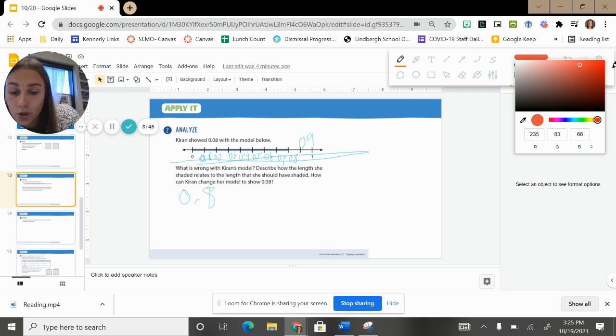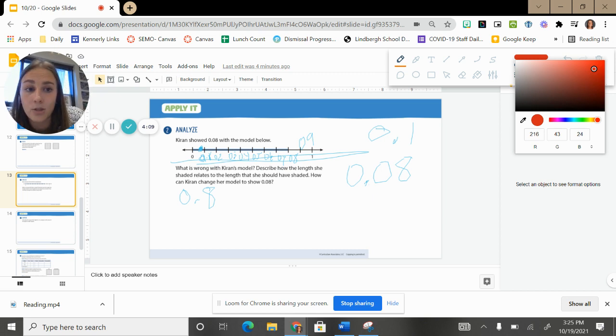Now, Kieran should have marked it right below, right behind the 1/10th, because 0.08 is really close to 1/10th. So it really should be marked right there.